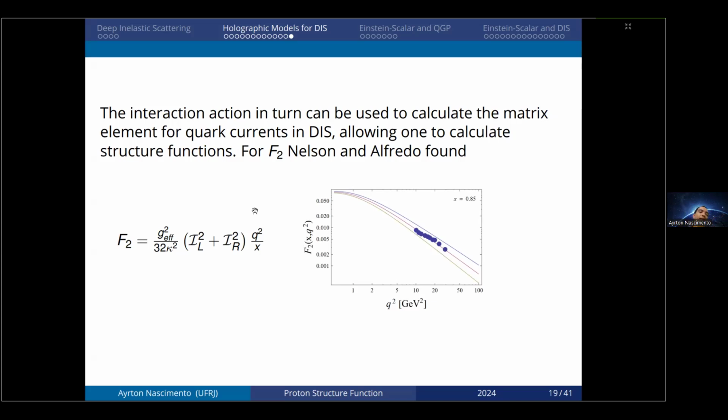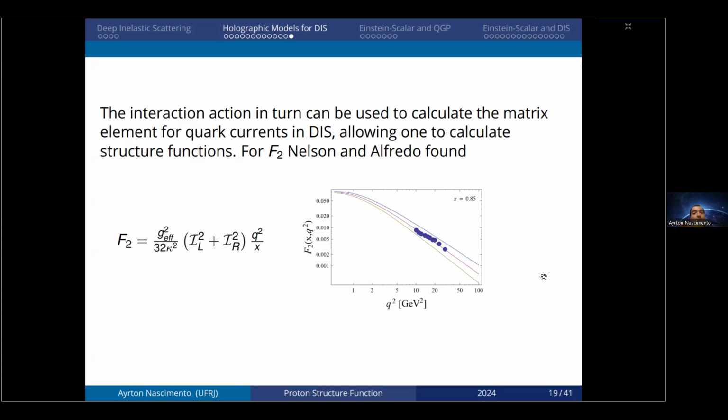But still, they get this behavior over here for the F2 function for x equals 0.85. So they get these different lines over here. The points are the experimental data, and the lines are just different versions. You can get the free parameters involved in these integrals and modify them, you get different lines over here. But all these lines with the different parameters involved, you just get a behavior like this for this model, okay?